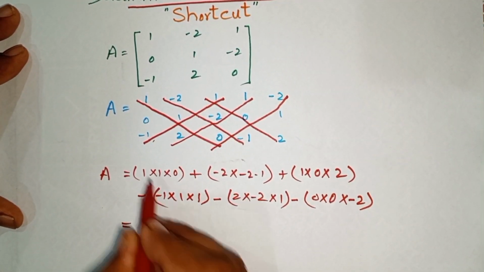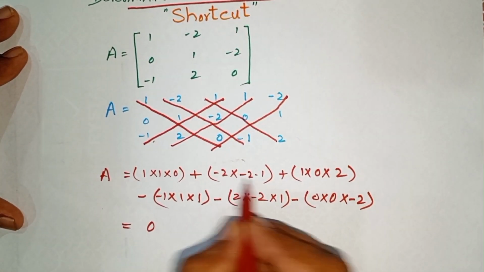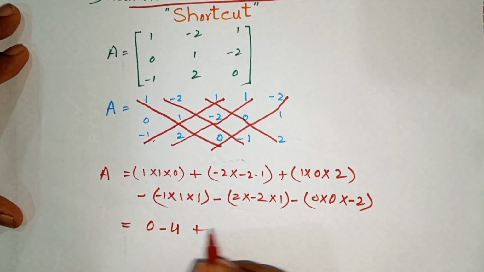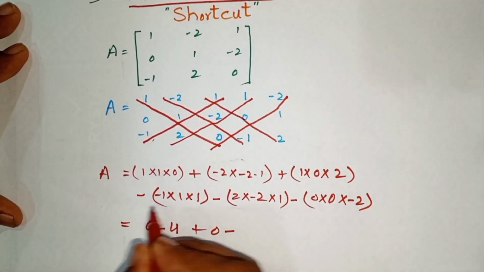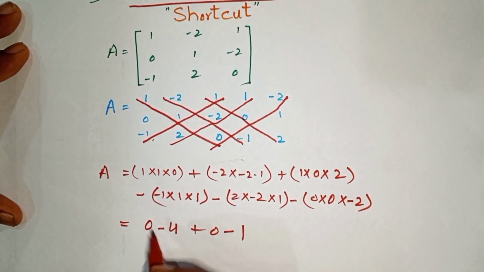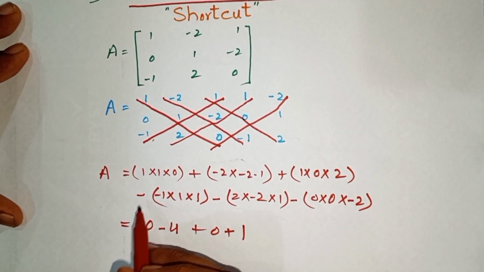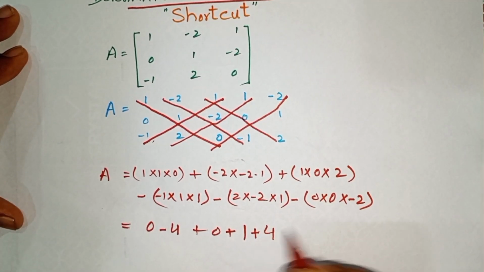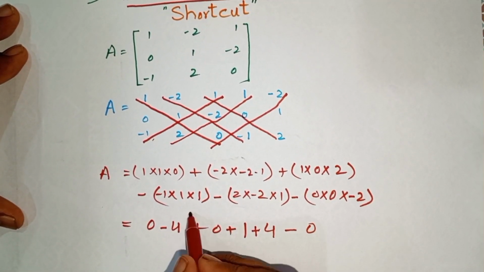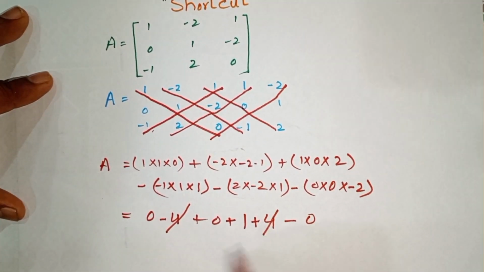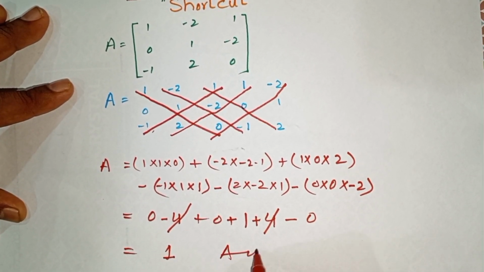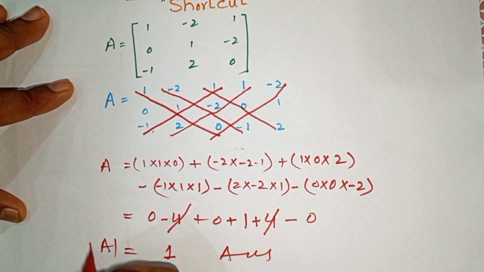Understand? So this is 0, this is -4, this is 0, and this is 1: minus minus plus, and this is plus 4 and minus 0. Minus 4 plus 4 cancel, and the answer is 1. So this is the determinant of the 3 by 3 matrix.